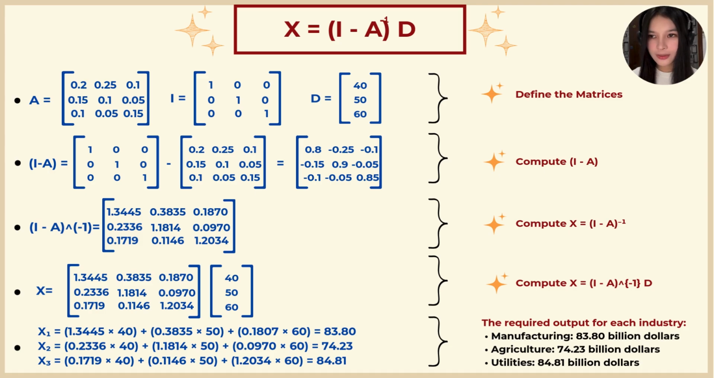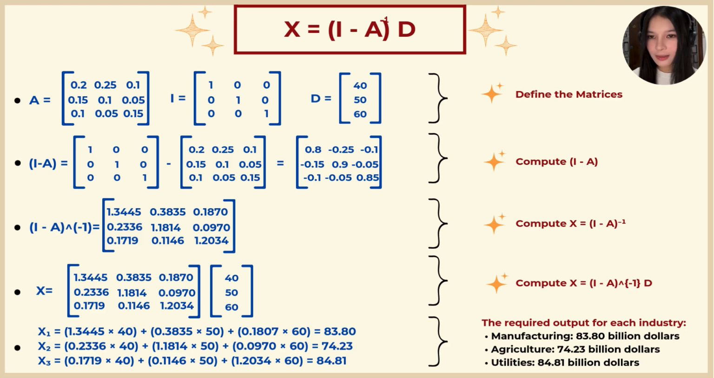This slide shows the steps to find the production matrix X. We already know matrix A is the direct input coefficients matrix, and matrix D is the final demand matrix from the previous slide. And matrix I here is the identity matrix. In this case, it's a 3 by 3 matrix with ones on the diagonal and zeros elsewhere. And the next step is to compute matrix I minus A. Do this by subtracting the corresponding elements of matrix A from matrix I.